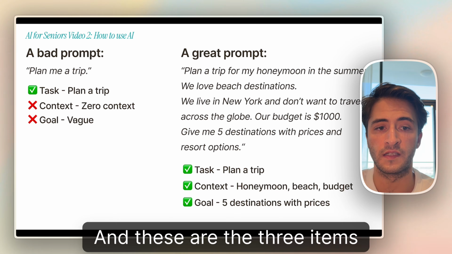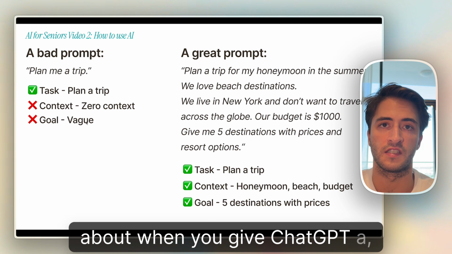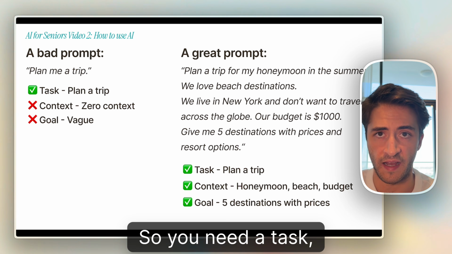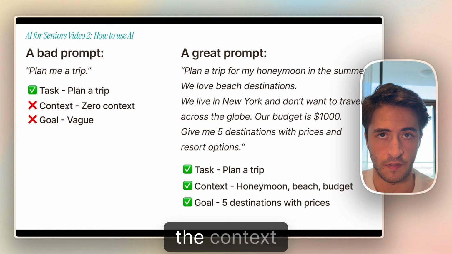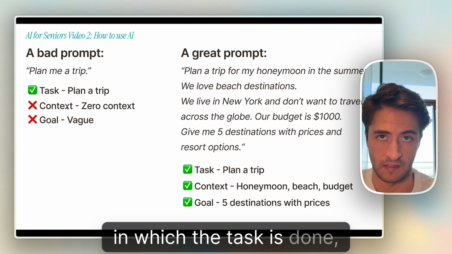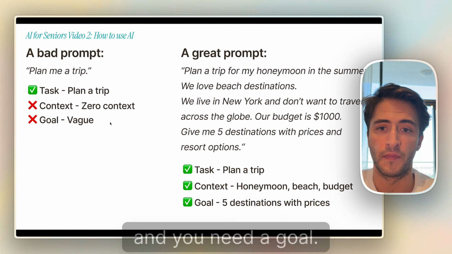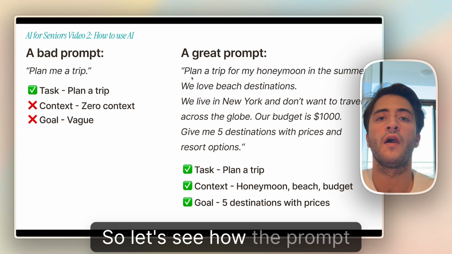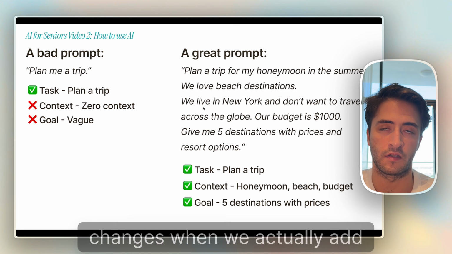And these are the three items that you always need to think about when you give ChatGPT a prompt. You need a task, you need context, the context in which the task is done, and you need a goal. So let's see how the prompt changes when we actually add context and a goal.